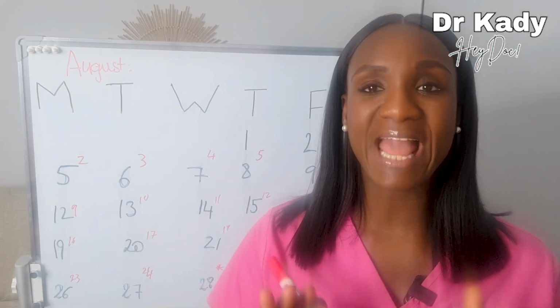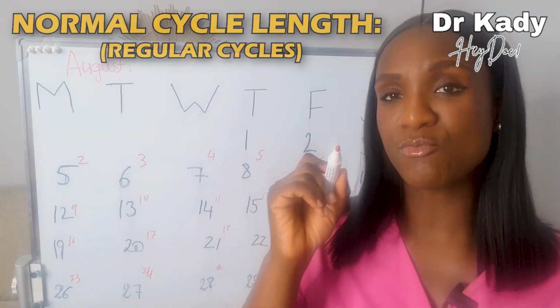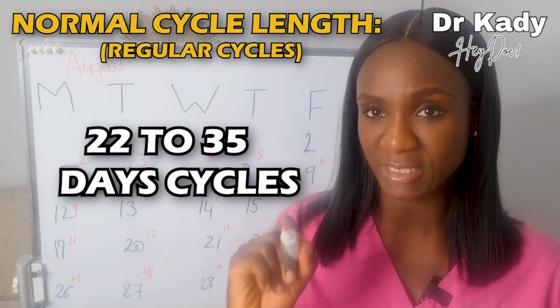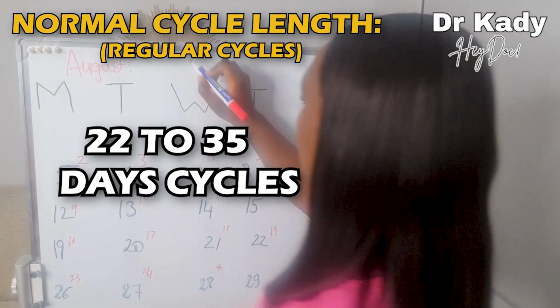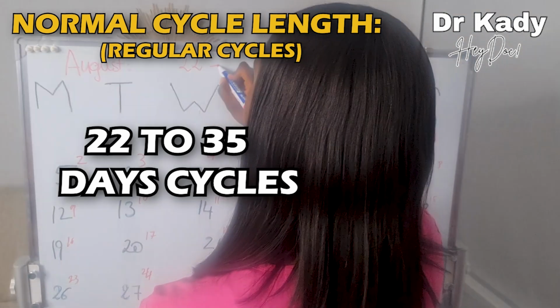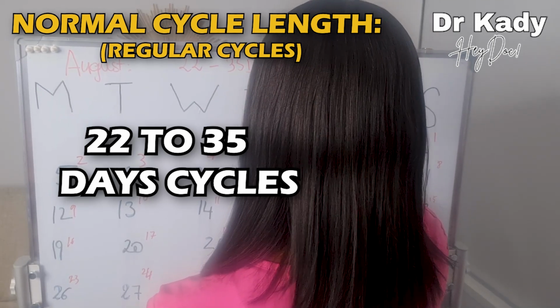Before we go on, let me define what a regular menstrual cycle is. A regular menstrual cycle is strictly defined as a menstrual cycle that is between 22 days and 35 days.